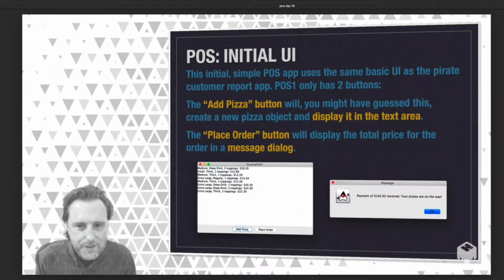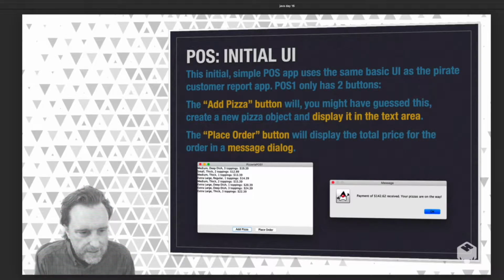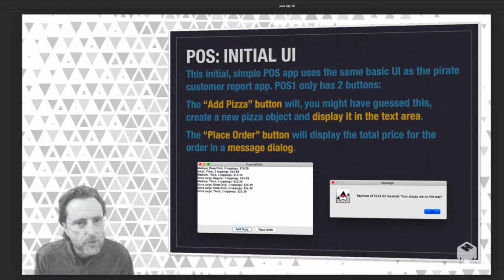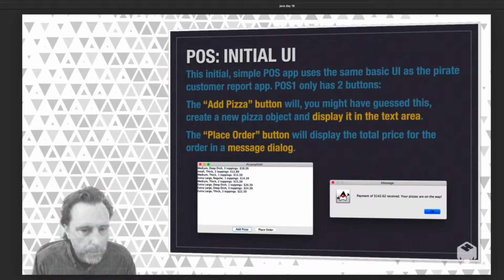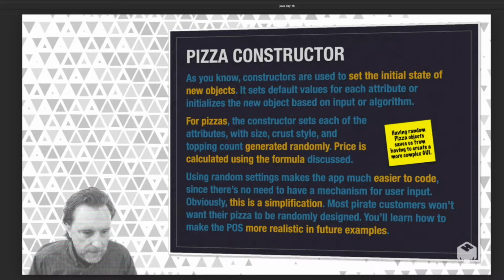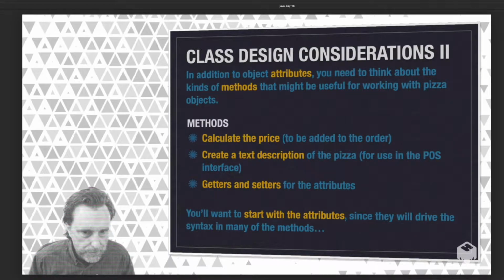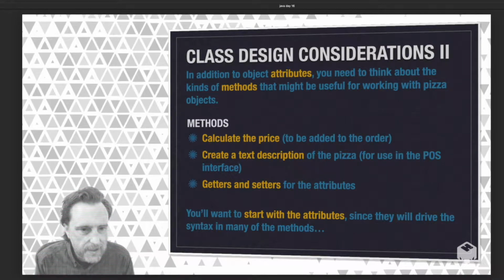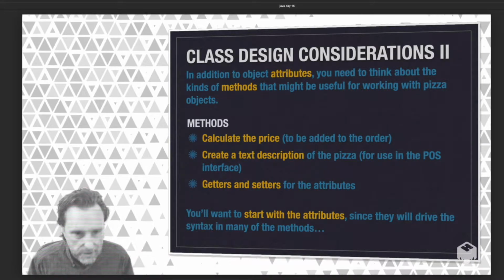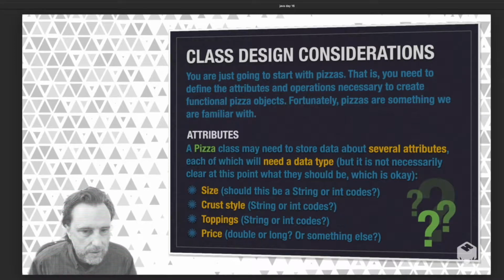We are going to finish chapter 10 today, classes, and we stopped here last time at the initial user interface of point of sale 1. Just to recap a little bit, the design decisions we went through: we want to create a pizza class that calculates its own price, creates a text description of itself, and has any getters and setters that it would need to be able to work with it effectively.